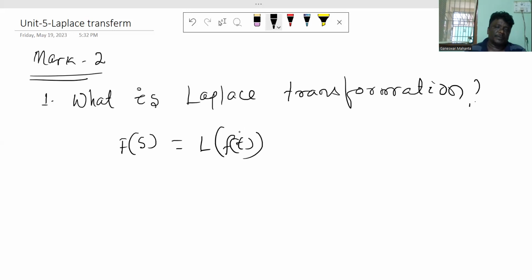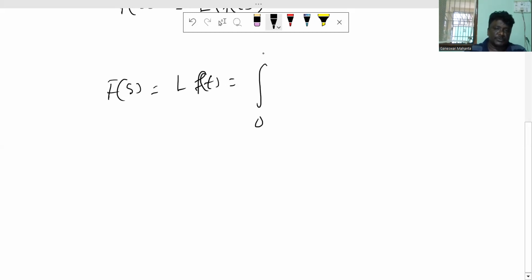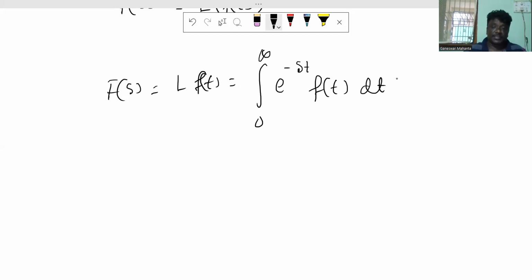The Laplace of f(t), the t domain function, is converted into the S domain function, and this is defined in the Laplace transformation. So how is it defined here? The Laplace transformation is defined as an integral. F(s), or Laplace of f(t), is the integration with limits 0 to infinity of e to the power minus st times f(t) dt. That is the mathematical model for the Laplace transformation. And here t is greater than or equal to 0, the limiting integral value.